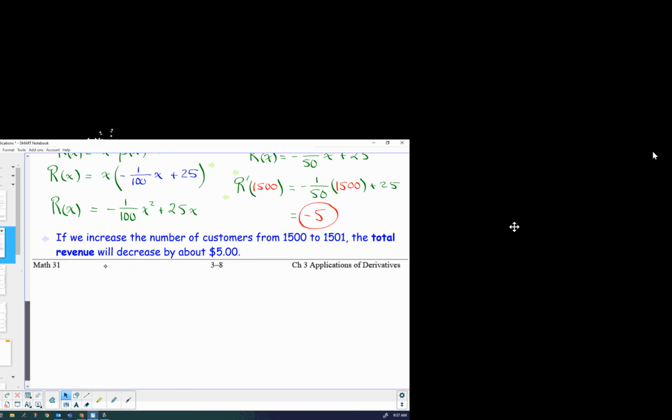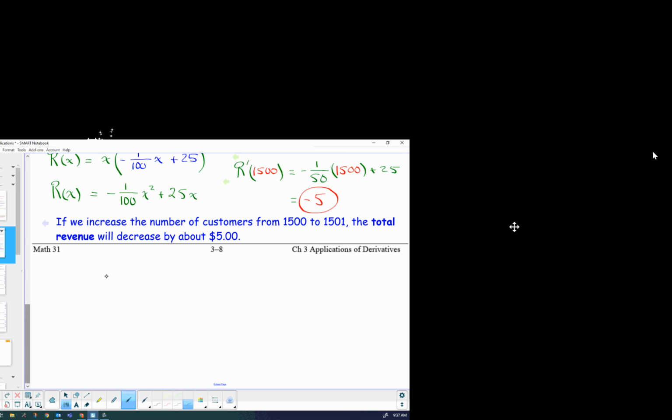So yeah, if we were to picture this graph, we have passed our maximum. Let's see. This actually should be at 0, 0, right? Yep. So we're somewhere over here where we have our slope. So this was at 1500. And here we're finding our slope is -$5 per customer.